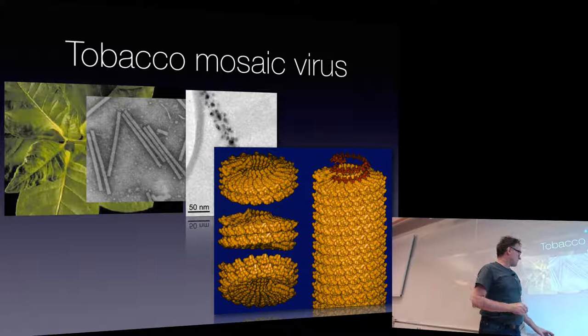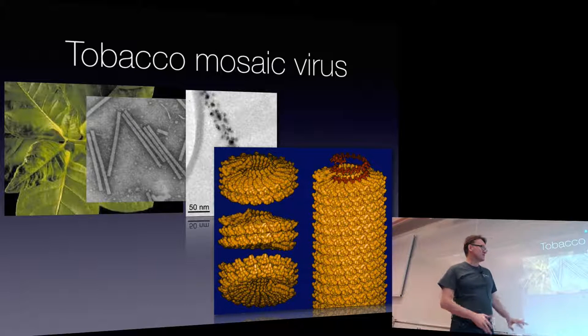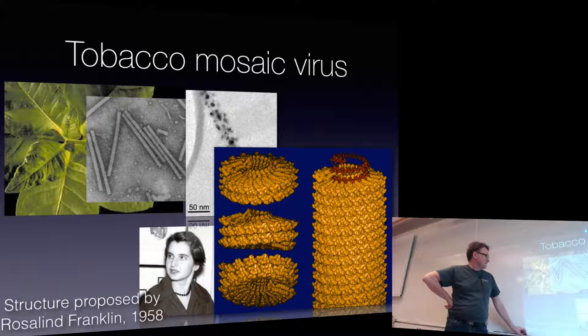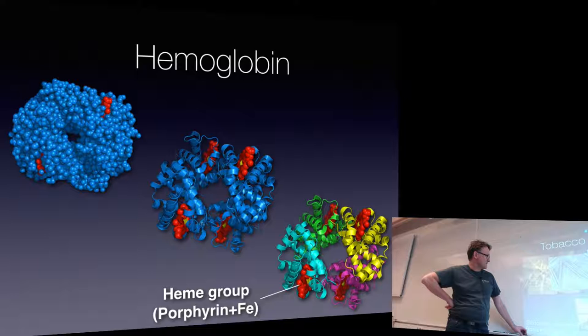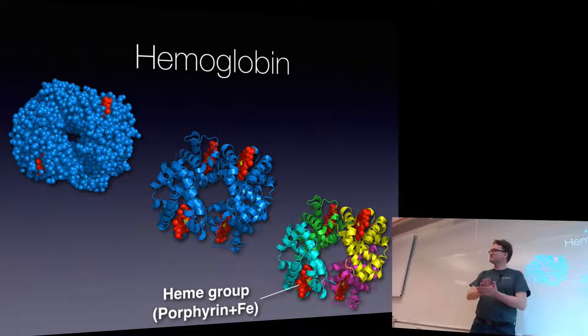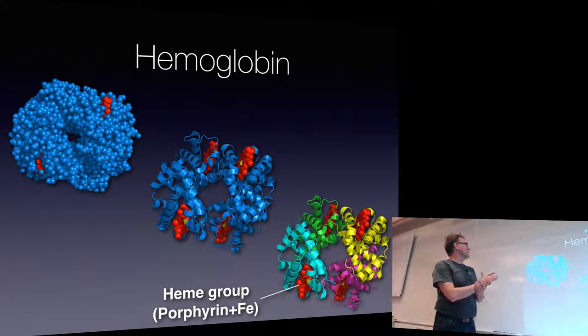Most other viruses are slightly more complicated, but this is as simple as it gets, just four helices. And this creates the entire code. Why do you need this coat in the first place? Because RNA is fragile, very fragile. And this was Rosalind Franklin who determined the structure. And that one, actually, she got proper credit for, in contrast to DNA that Watson and Crick stole.